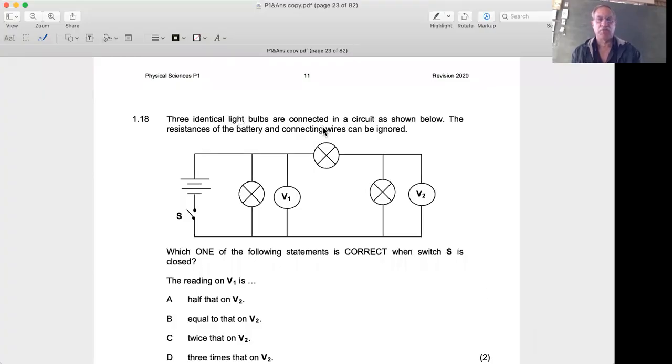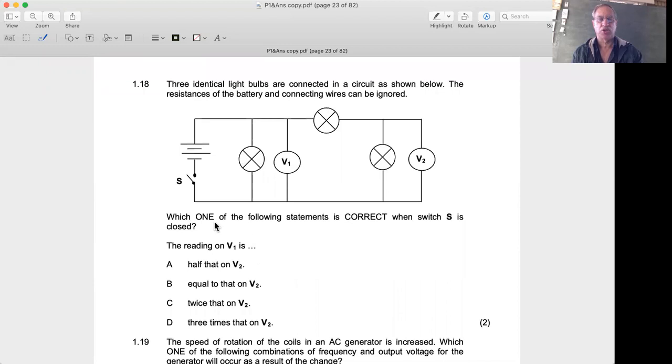Three identical light bulbs are connected in a circuit as shown below. The resistance of the battery and the connecting wires can be ignored. Which one of the following statements is correct when the switch is closed? Okay, so current's flowing. These bulbs are identical, and then we've got another resistance there. The reading on V1: is V1 going to be greater or less than V2? So that's what they compare.